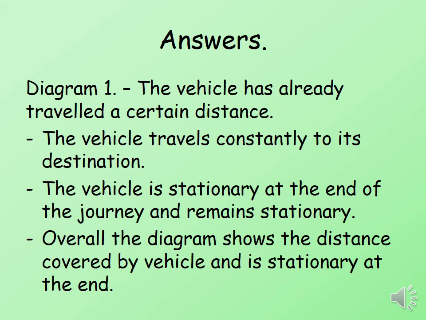Okay, so this is my thought process and then I've got an overall at the end as well. So the vehicle has already travelled a certain distance, the vehicle travels constantly, the vehicle is stationary at the end, and the final overall, the diagram shows the distance covered by a vehicle and is stationary at the end.